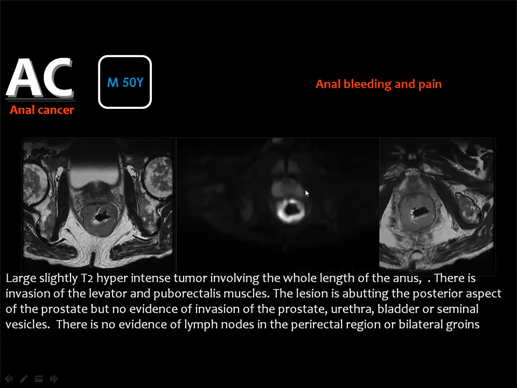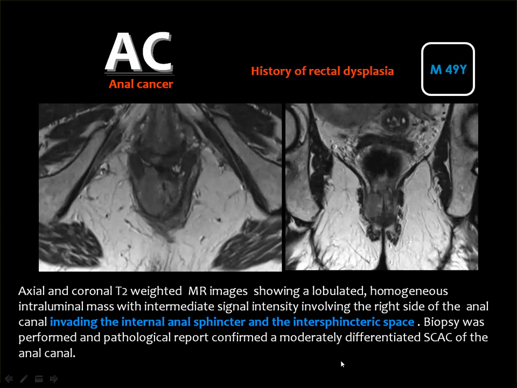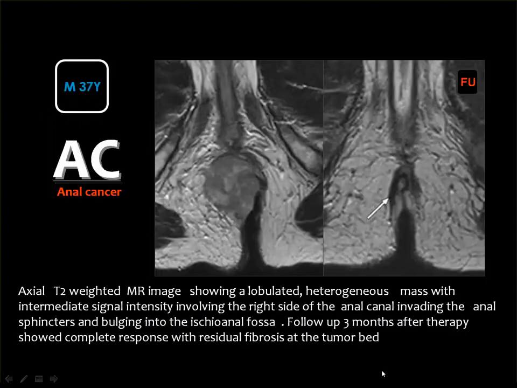Then this is the diffusion weighted image, which sometimes is helpful, especially in the detection of involved lymph nodes in the perianal area. And this is another case of an anal cancer infiltrating the internal anal sphincter, but the external anal sphincter is not yet infiltrated, as you can see in this example.